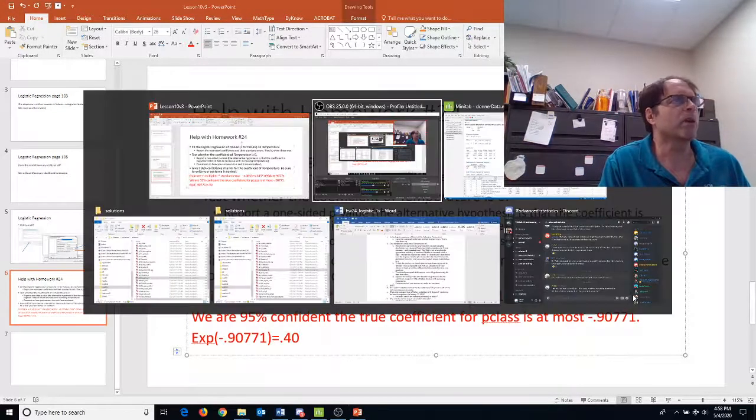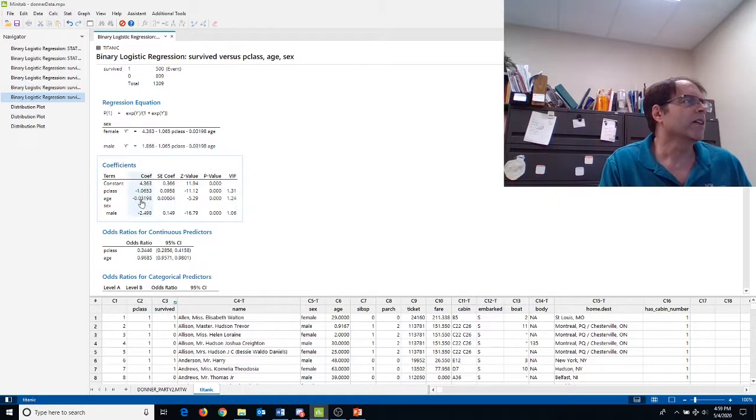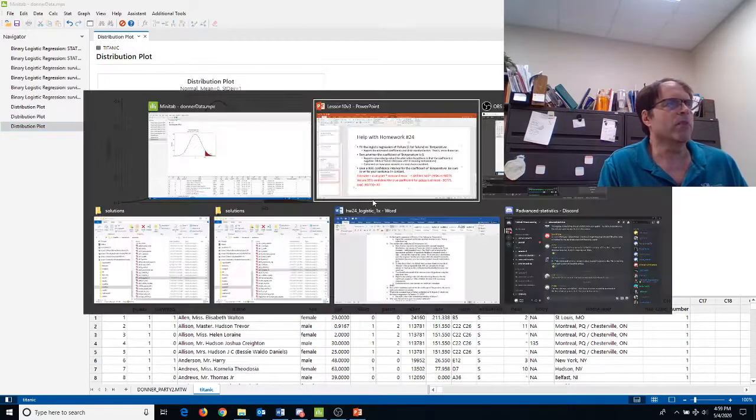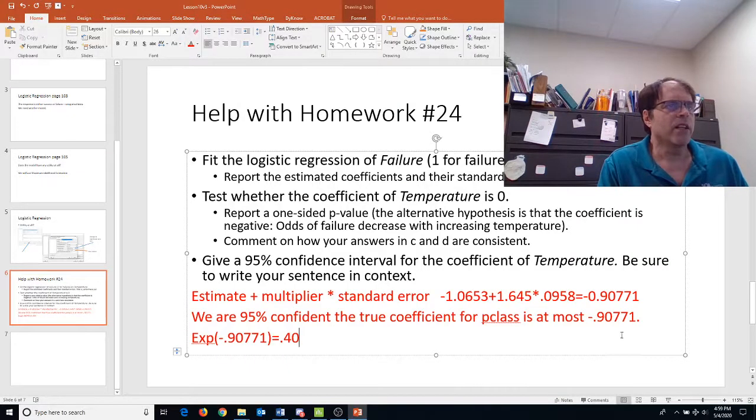And so remember where we get this. Our passenger class coefficient's standard error is 0.0958. I could go ahead and figure out what my multiplier is. This is a 95% confidence interval, and I'm only going to do a one-sided one. It's going to be 1.645. And so what I get is negative 0.90771. So we're 95% confident the true coefficient for passenger class is negative 0.9071.